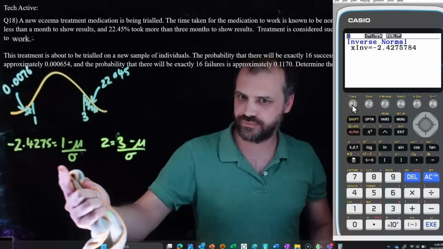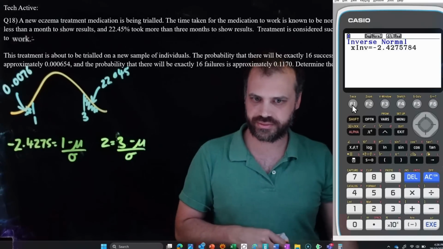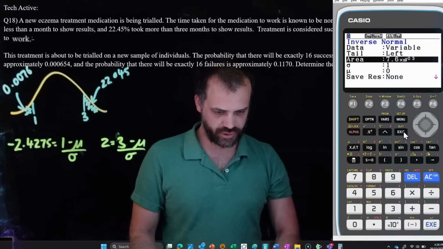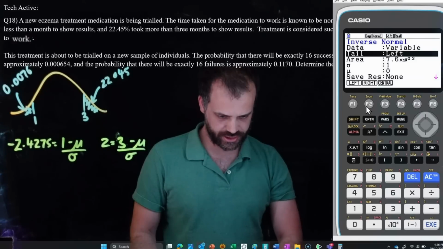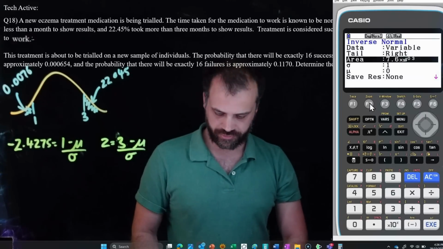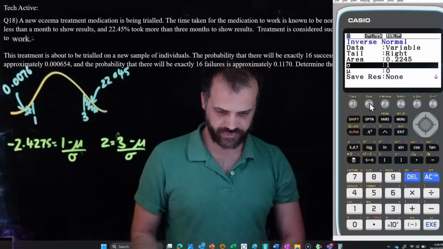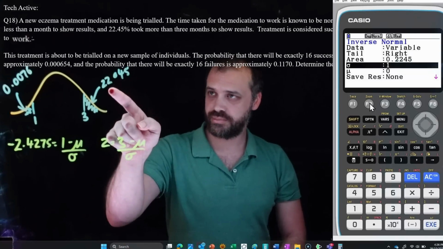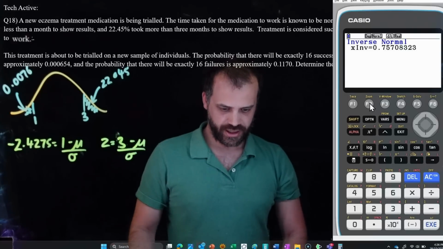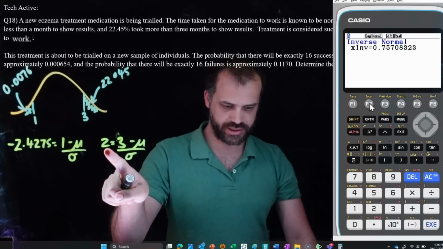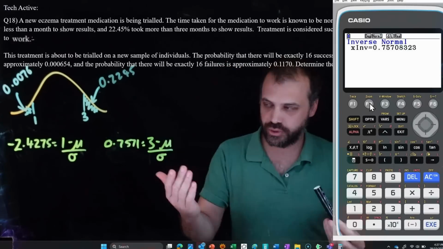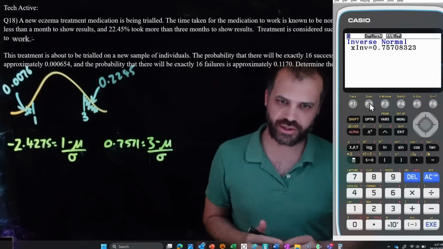So that's a nice little formula here. I can do the same thing here. Another inverse normal, but we've got to go a right-hand tail, area of 0.2245. Been a bit careless there, we'll fix that up. And we get an inverse of 0.7571. Beautiful. 2 equations, 2 unknowns.